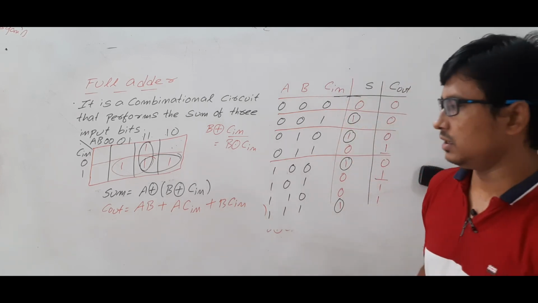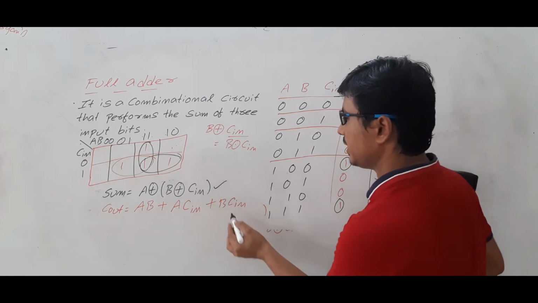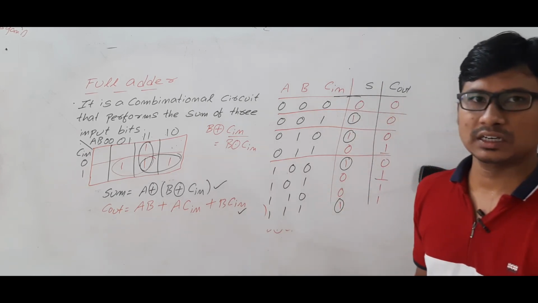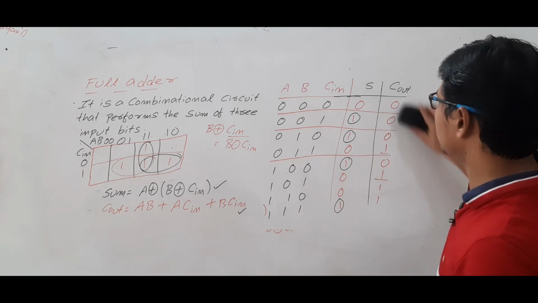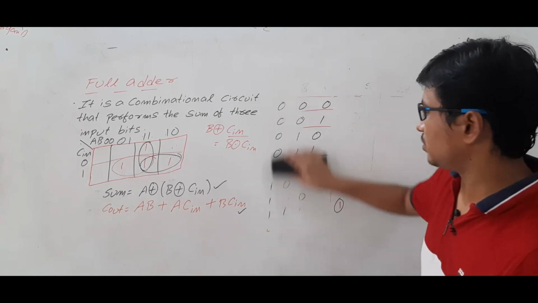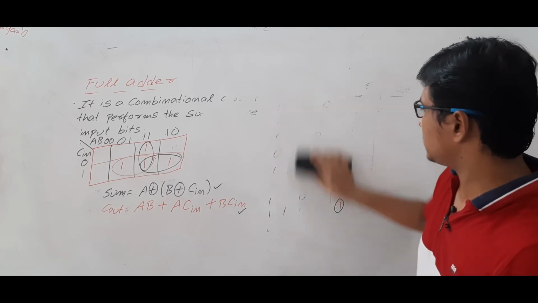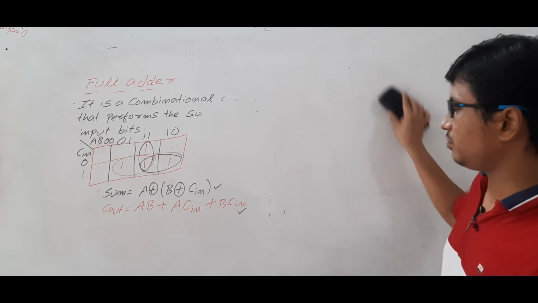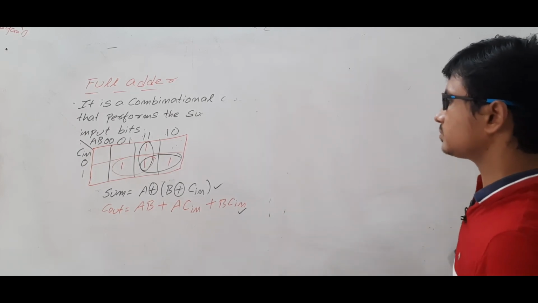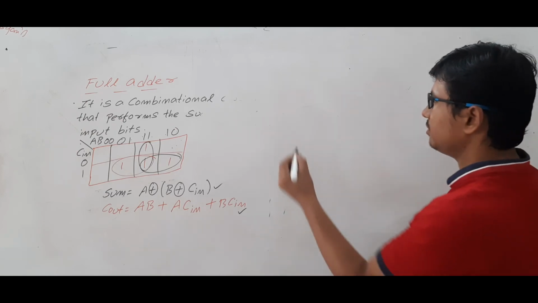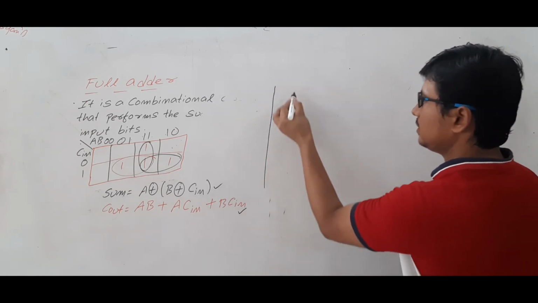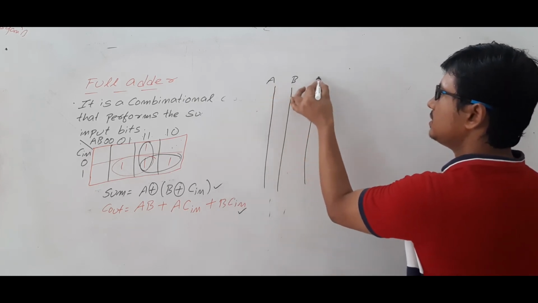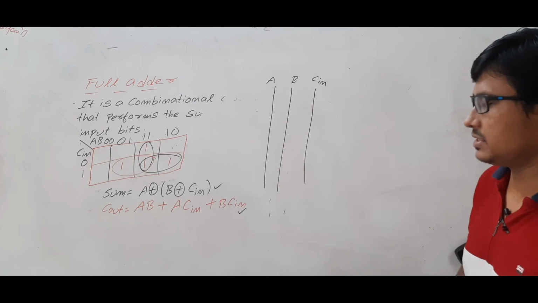So this is the expression for the sum and this is the expression for the carry. Now using these expressions, we can construct the combinational circuit for the full adder. How I am doing it, I will discuss for you. Let me erase this entire one so that I will get the space to draw the combinational circuit for the full adder. What I will do is that I will take A, B, C in. Is it clear?